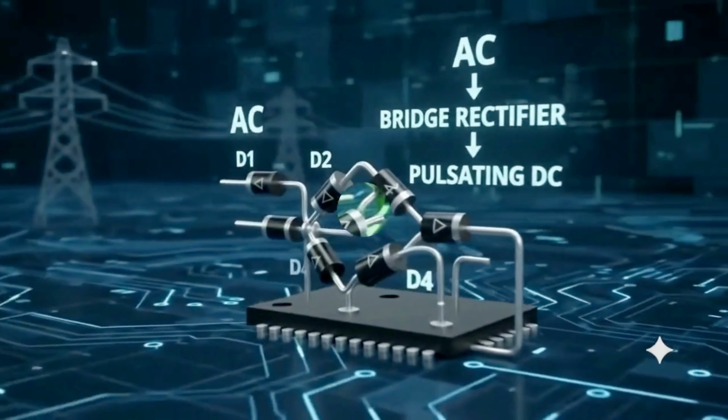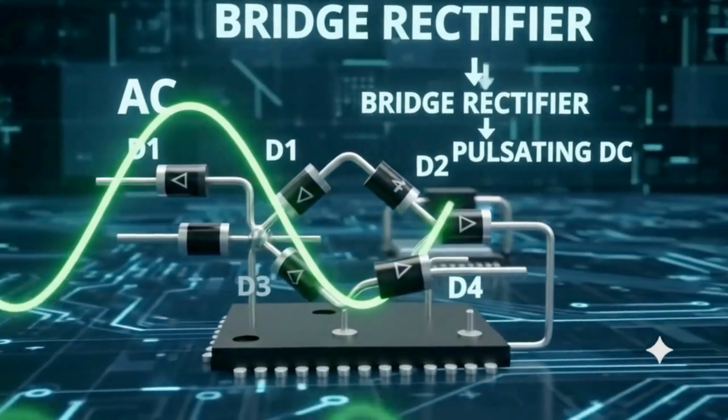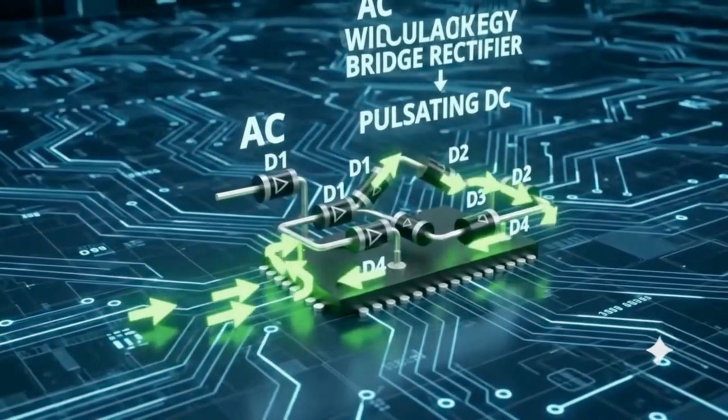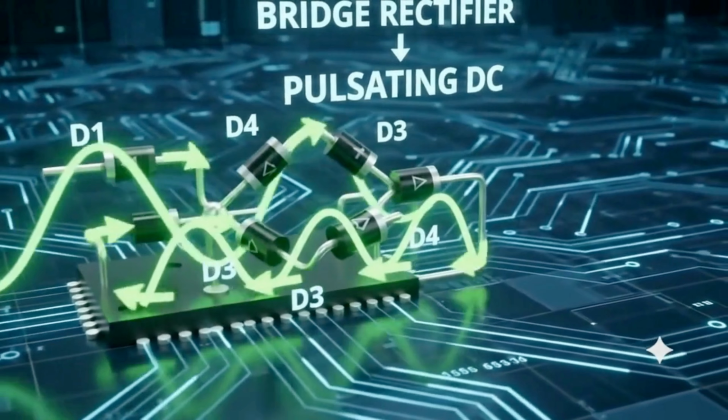Watch the complete AC waveform enter the bridge rectifier. The positive and negative half cycles are both converted. They emerge as a series of positive pulses. This output is called pulsating DC.